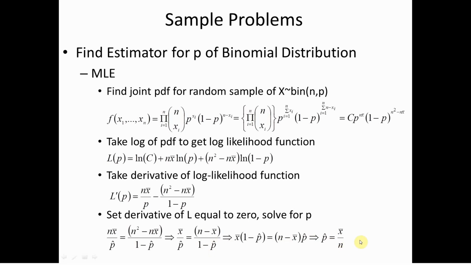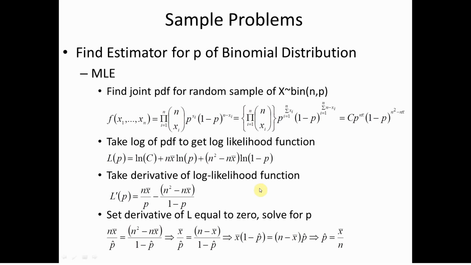And that makes sense. What is the probability? Well, it's the number of successes divided by the number of trials. So p hat should be the average number of successes divided by the number of trials. It makes sense, right?